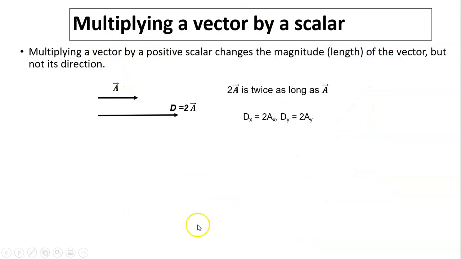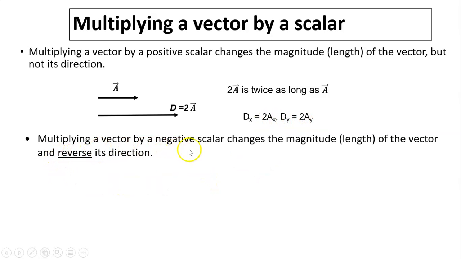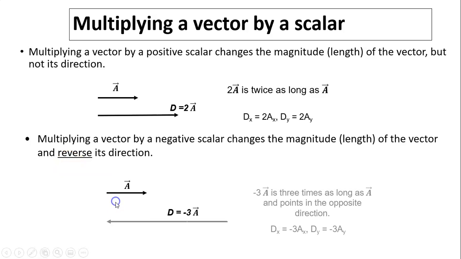Next one, multiplying a vector by a scalar. When you multiply by a positive number, you change the magnitude, but the direction is the same. For example, d equals 2a, so d is twice as long as a, and that means dx is 2ax, dy equals 2ay. Multiply a vector by a negative scalar, you also change the magnitude, the length, but the direction is reversed. So dx is negative 3ax, dy is negative 3ay.